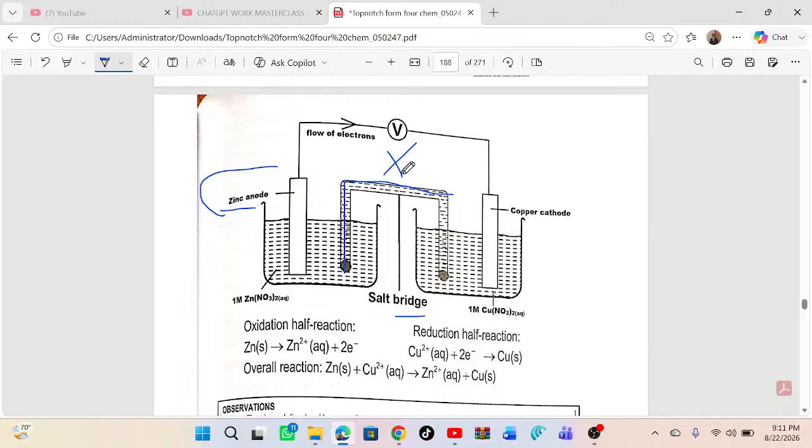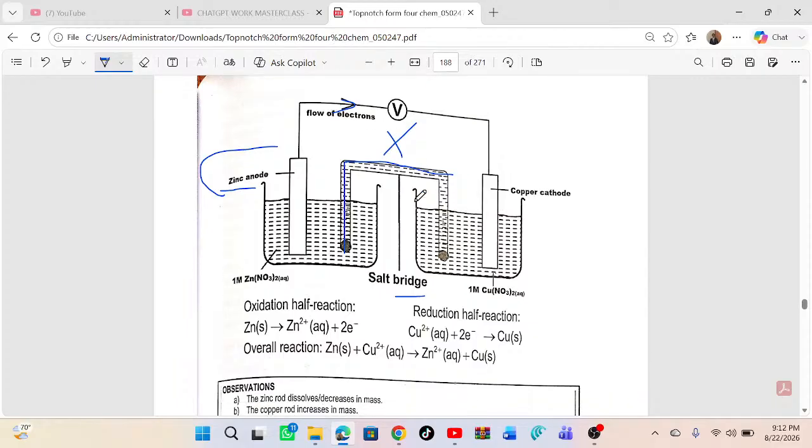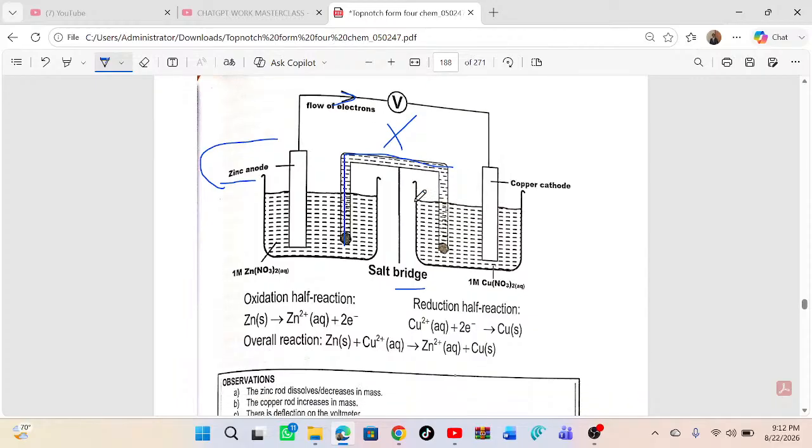So it flows from zinc to copper. In the case of zinc and copper, zinc has high reactivity. It is high in the reactivity series. So it flows from zinc. So that's the one thing that you have to know. The second thing that you have to know, number 3, is the oxidation half reaction. Half reaction, what is going to happen?